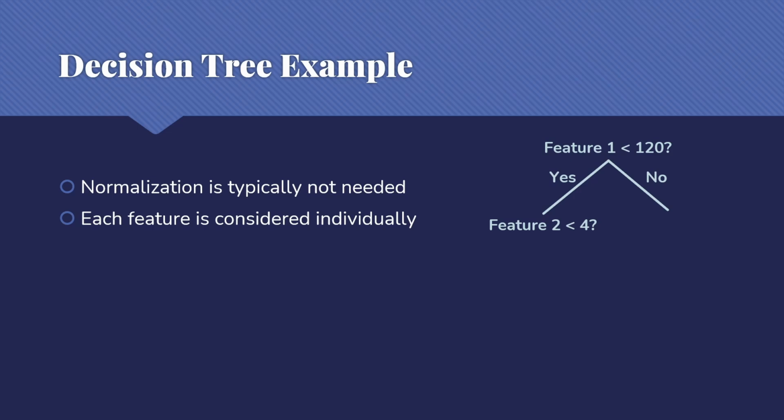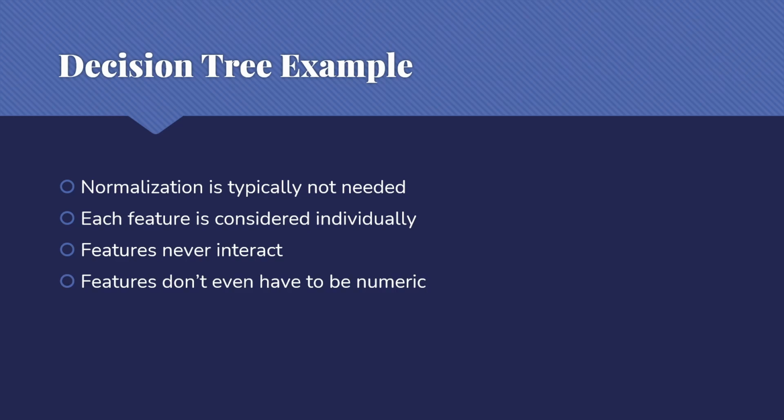So in the decision tree, we're going to look at feature 1, perhaps, and make a decision about that value. Then after we have that answer, we'll take a look at feature 2. We're not going to have the features interacting with each other. So the fact that one has a larger range than the other doesn't end up mattering.